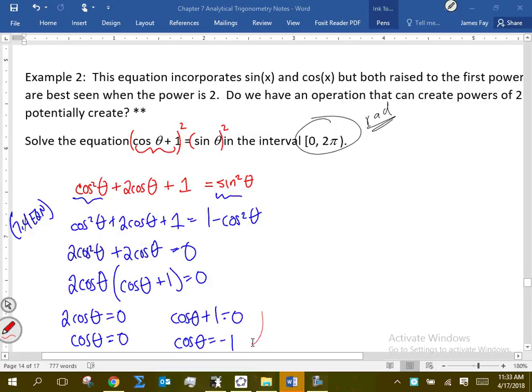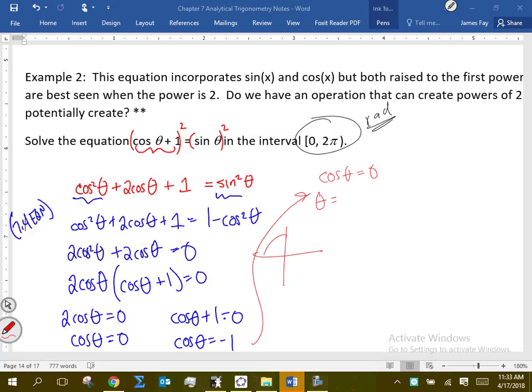I'm going to take this stuff, start writing over here. If cosine theta is equal to 0, what value of theta gives me cosine to be 0? On my unit circle, where is the x value 0? Pi over 2 and 3 pi over 2, right? So there's two solutions for that one.